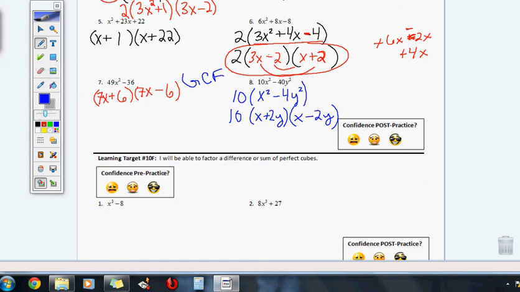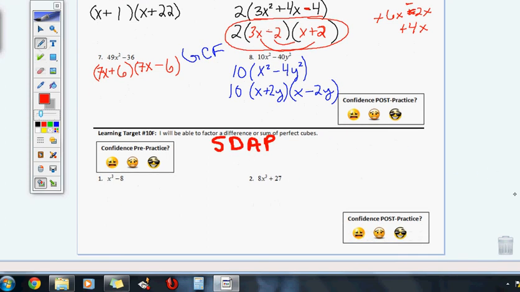Who is ready? Tell me if you're ready to SDAP that signage, yo. So here we go. SDAP. What does SDAP stand for? Say it in your head right now. Ready? Same, different, always positive.